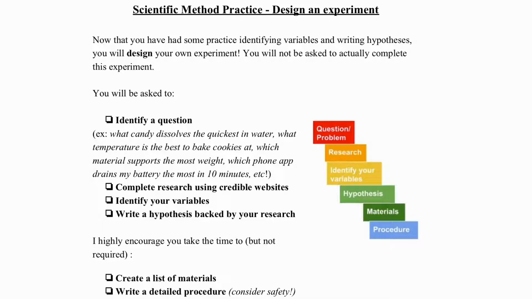Then you're going to complete research using credible, so trustworthy, websites. And you're going to give me the websites, like put your mini bibliography in the section. And the research does not have to be extensive. It just has to be enough for you to use your research later to back up, to write your hypothesis. So then you're also going to be asked to identify your variables. So really what you need to do is from red to green.